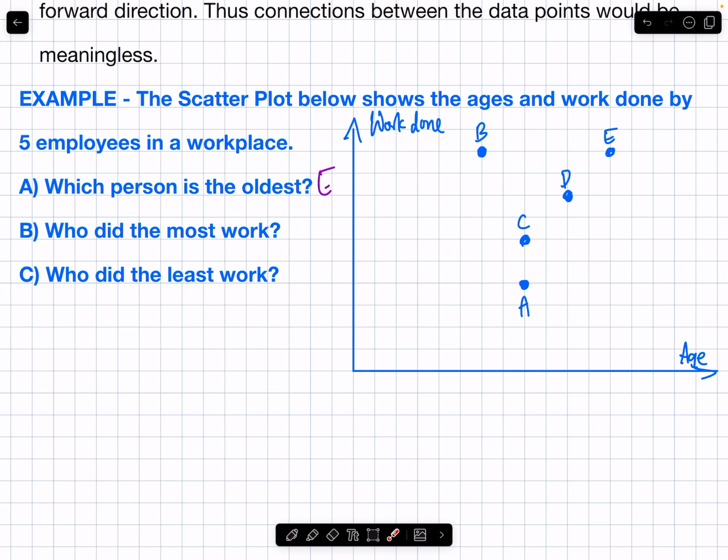Now we care about the y-axis. What's the highest on the y-axis? Who did the most work? Both B and E did the most work. Who did the least work? No, too far down. The lowest is A. Okay, that is how you deal with scatter plots. So pause for notes.